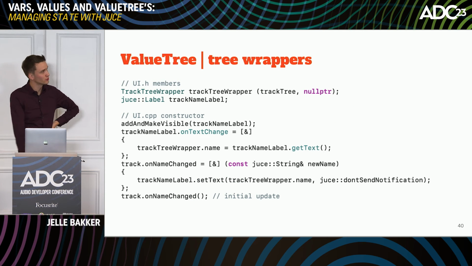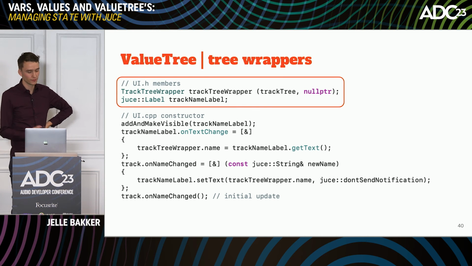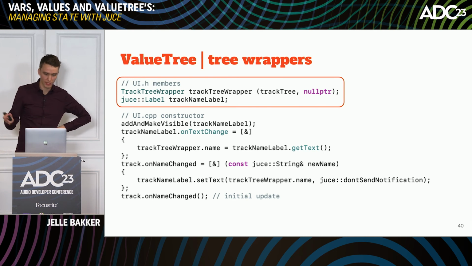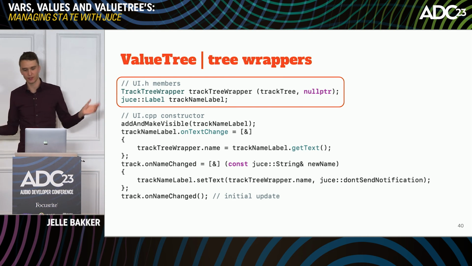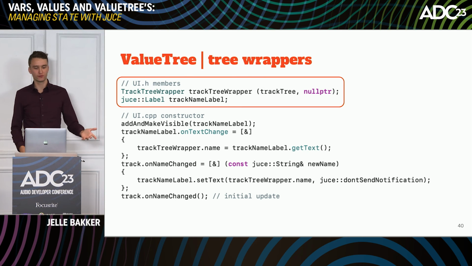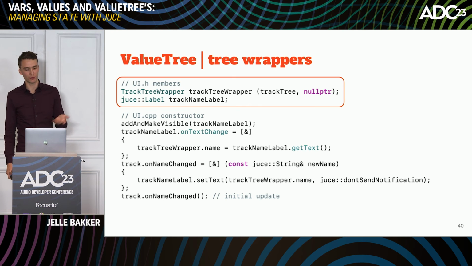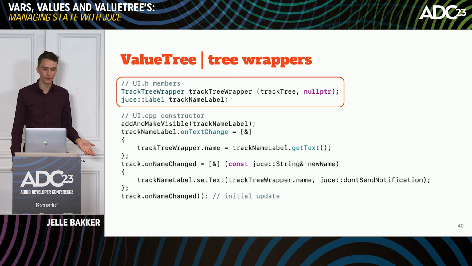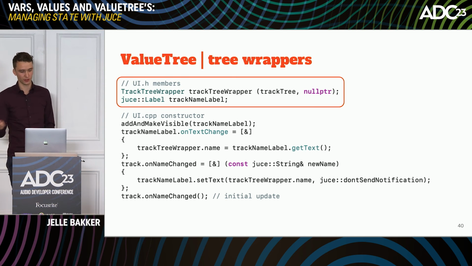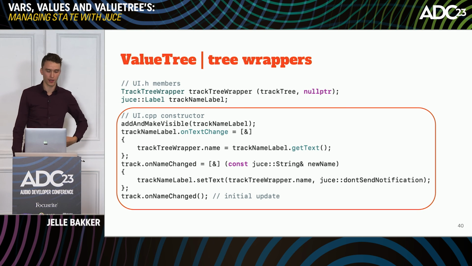So yeah, how would you use a tree wrapper? You first define your wrapper. This could be anywhere. You can also have multiple wrappers wrapping the same tree. But this could, for instance, be a member of some UI class. And then let's say we have a track name label that we want to sync to the value tree. Then in a constructor, you would first, of course, make it visible.